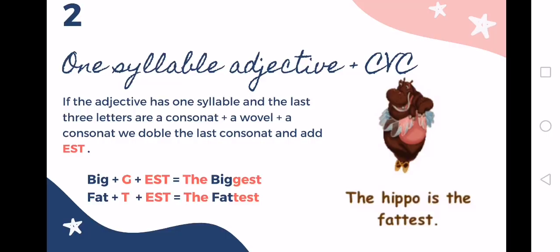Number two, one syllable adjectives. Again, if the last three letters are consonant, vowel, consonant, this is the same as in the comparative, but instead of adding er, we need to add est. For example, big, the biggest, fat, the fattest. We need to double the last consonant, okay? The hippo is the fattest.